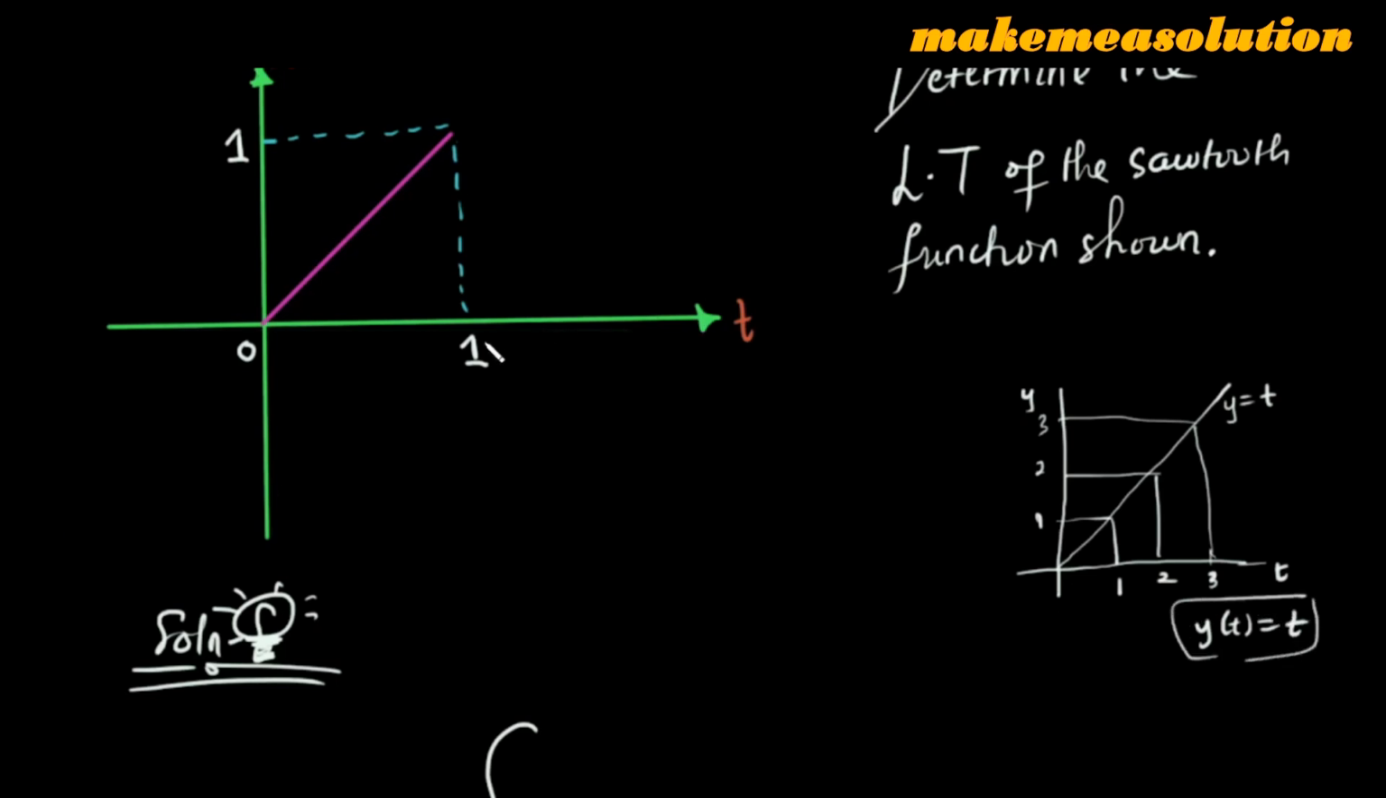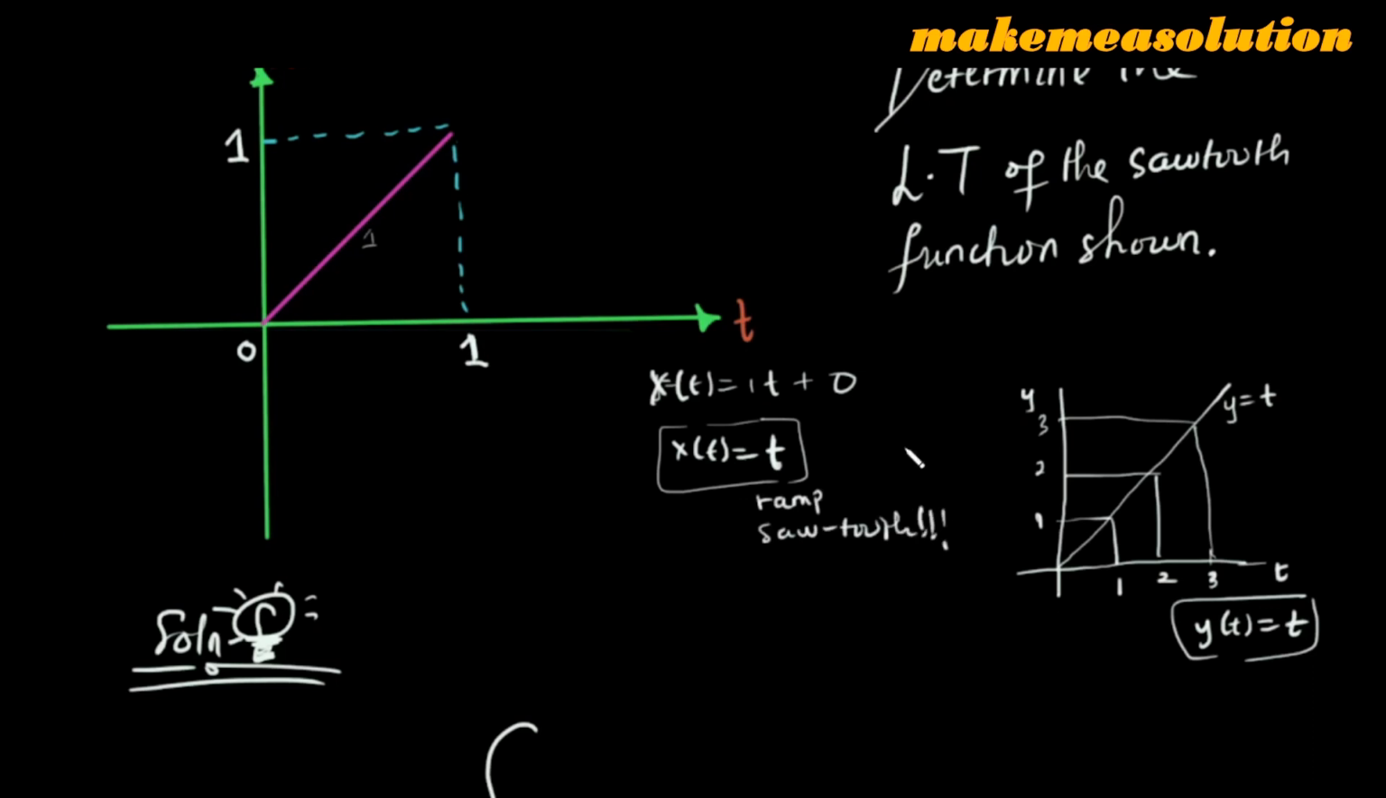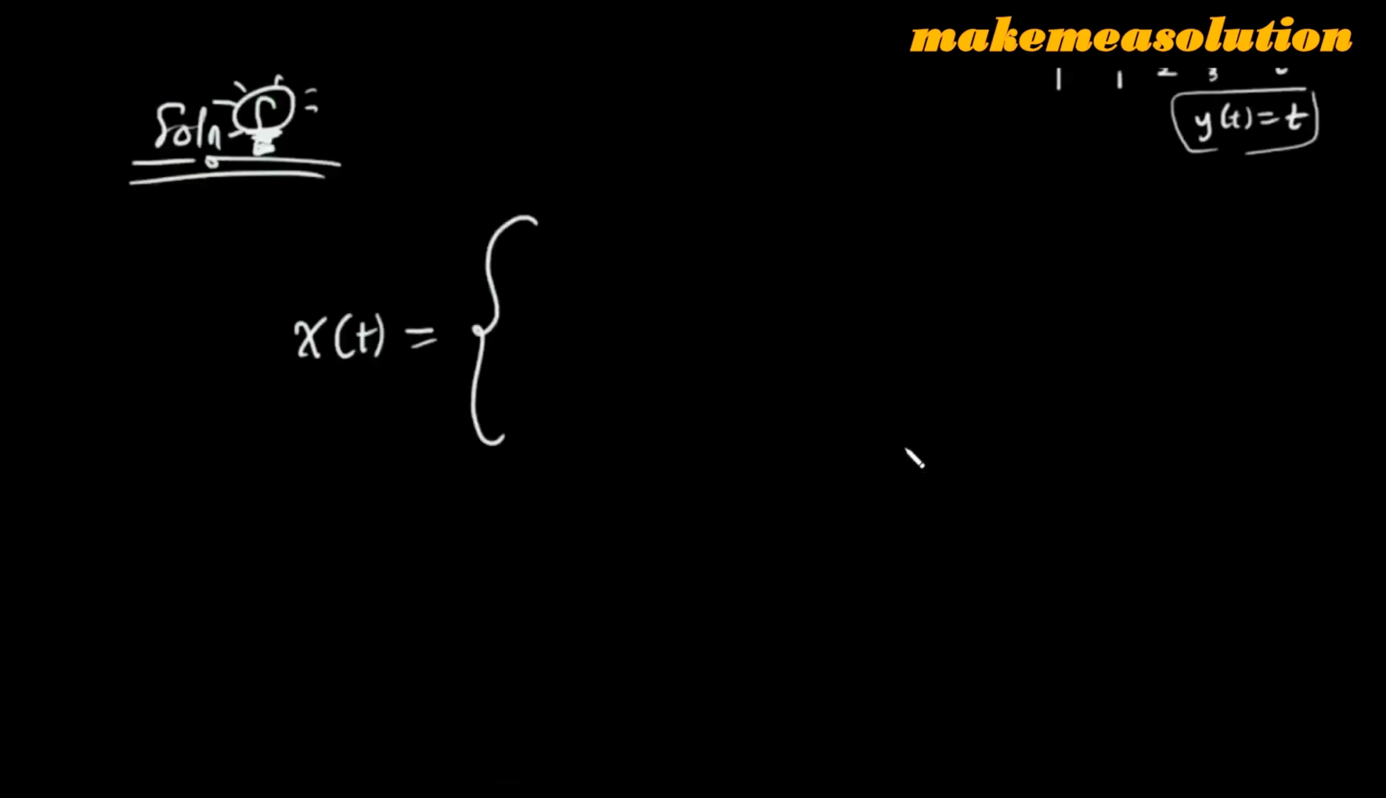That is why in this place they wrote 1, 1. So the slope is 1. Therefore, if you're writing this function in the straight line pattern, you just write y is equal to, or in this case, x of t is equal to slope, which is 1, times t, plus your intercept, which is 0. In other words, x of t is equal to t. So x of t equal to t is the general definition of a ramp or a sawtooth. You need to take note of that.